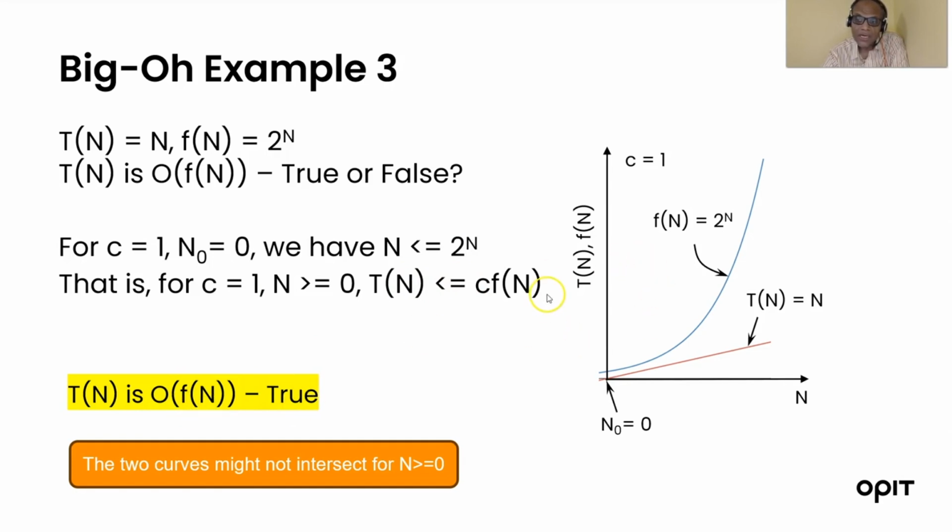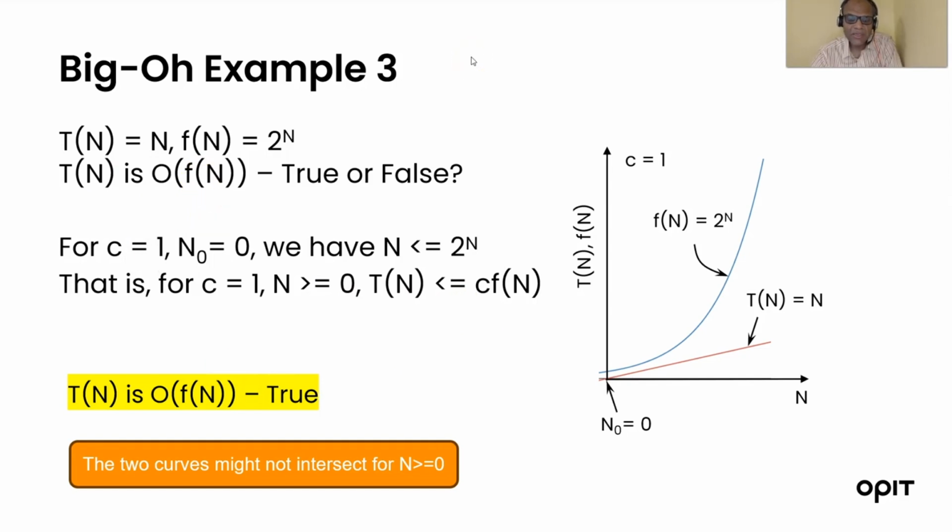So the point that I want to highlight here is, as opposed to the previous examples where we saw that the two curves did intersect, in this example, the curves do not intersect, but still for all values of n greater than 0, the curves have the shape that T(n) is less than c times f(n). So once again, reminding you, the curves might not intersect, but still the condition that for n greater than some value n0, you should have T(n) less than c times f(n). That condition should remain true for the big O notation to be valid.